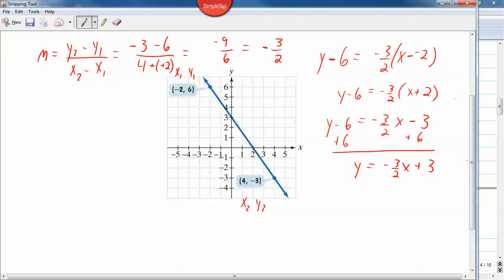Okay. Point slope and slope-intercept forms.